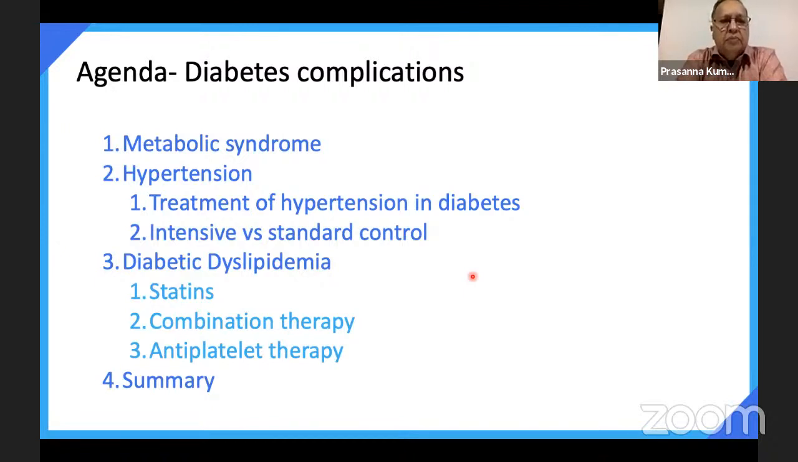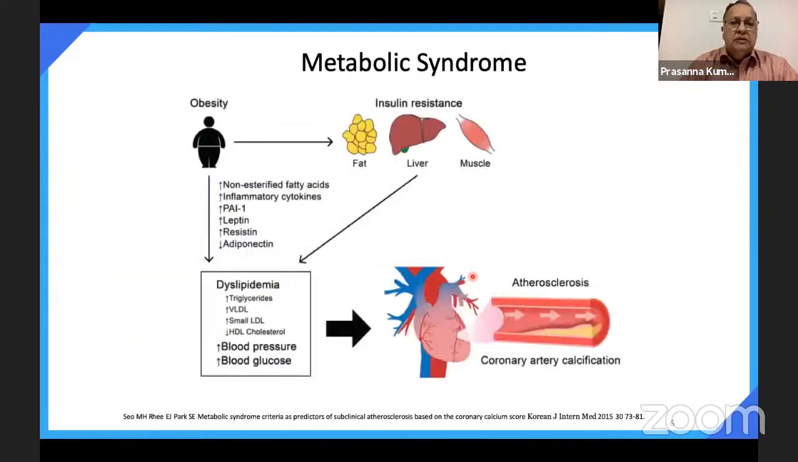All of you know that metabolic syndrome is a very important thing. It's a combination of obesity, hypertension, dyslipidemia, and it also involves impaired glucose tolerance or diabetes as such. So in hypertension, we are going to discuss how to treat hypertension, particularly in diabetes, and what is the difference between intensive and standard control of hypertension. What are the statins? What is the combination therapy? How do you see combination therapy, especially when you have combined dyslipidemia of hypertriglyceridemia and hyperlipidemia? And about anti-platelet therapy, what are the available medicines that we have got?